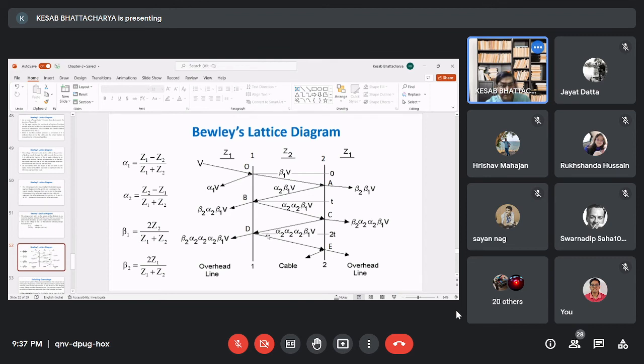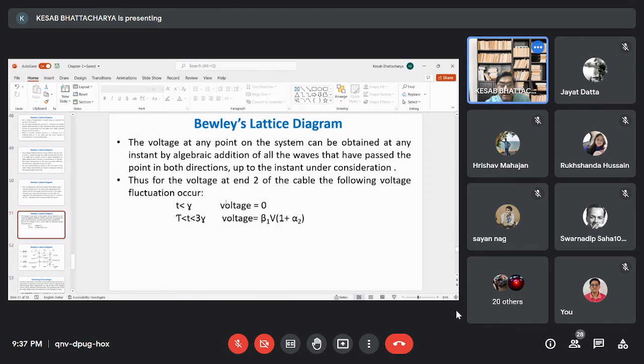Now, what Bewley suggested is these are the times, what are the different voltages. Now, this point is important. The voltage at any point on the system can be obtained at any instant by algebraic addition of all the waves that have passed the point in both directions up to the instant under consideration.